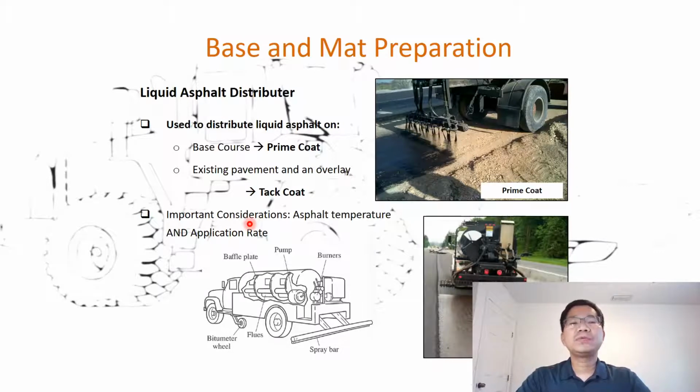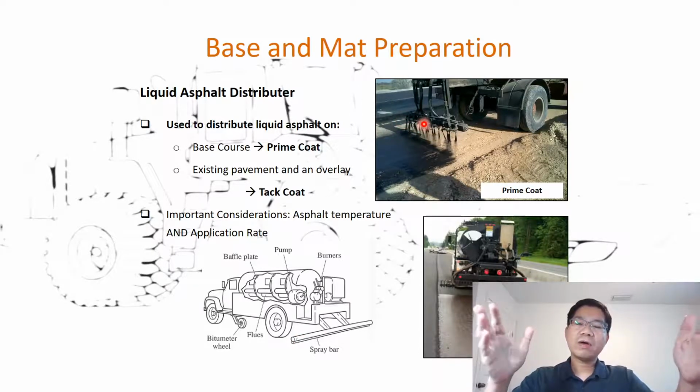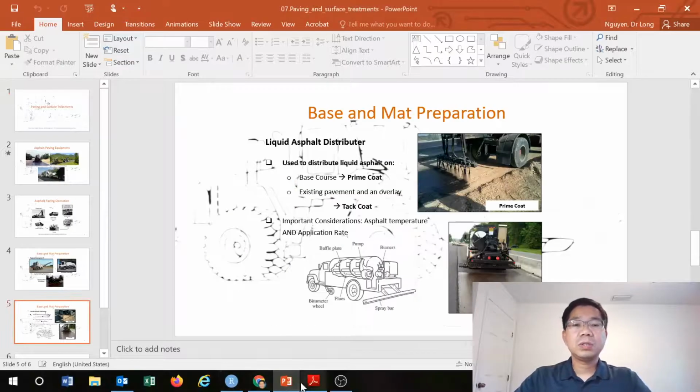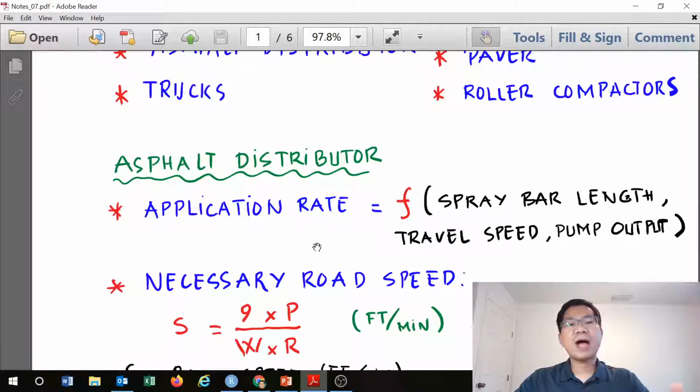How to distribute? Basically, two important considerations are shown here. The first is the asphalt temperature. What temperature is required? Hot, warm, etc. And then the application rate, how much we need to distribute. That will be shown in the next equation, and it involves the spray bar. Here you see the spray bar, with the measure of the width of the distribution of that distributor, and it will be used in the next equation that I'm showing you. So let's go to the equation for the application rate for the asphalt distributor.